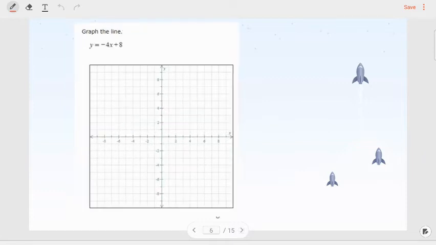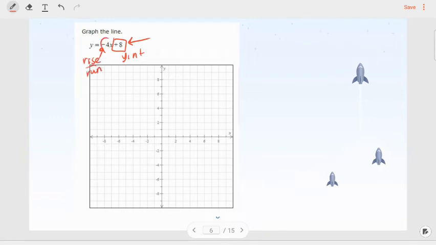Okay, now this equation tells me the same information as the last problem. It tells me my y-intercept and my slope, but it gives it to me in an equation form. So in my equation form, the number on its own is my y-intercept, and the number next to x tells me my rise over my run.